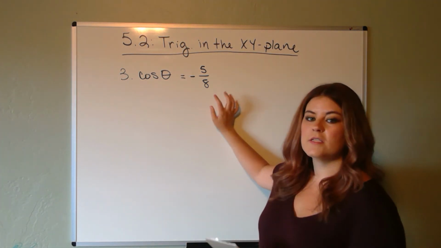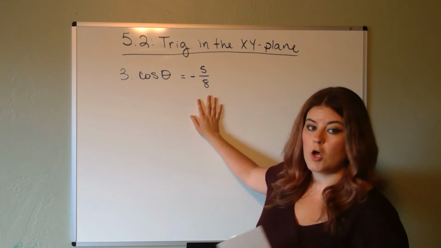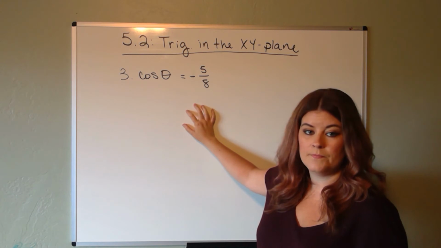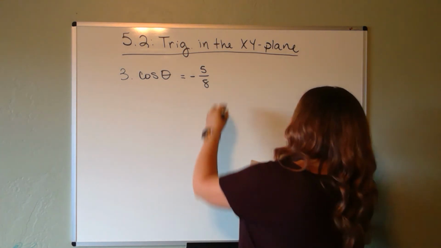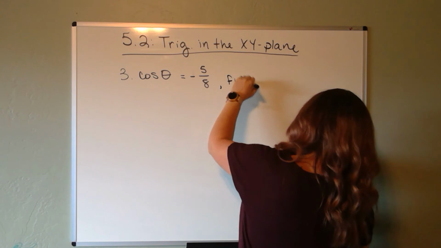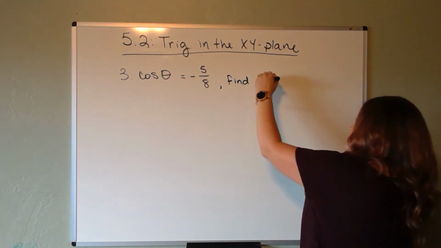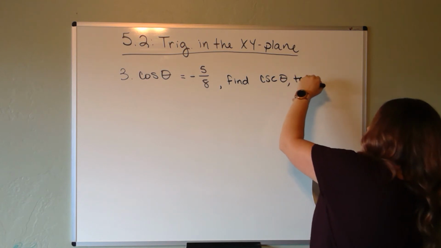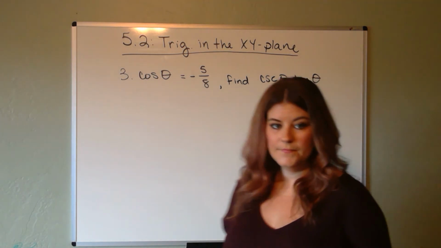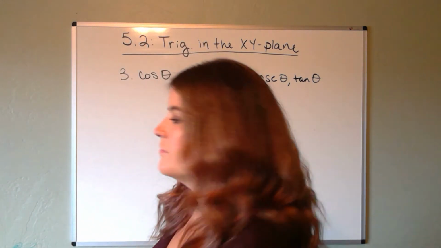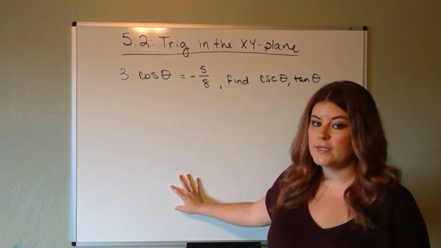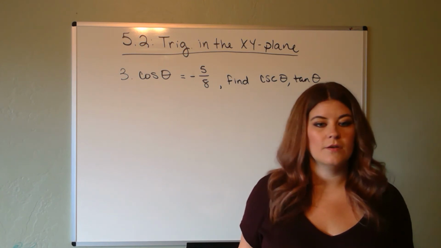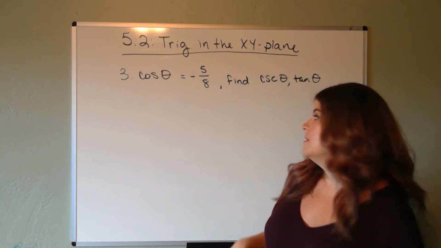Okay, this is the information about theta it gives us on this problem. All it says is that the cosine of theta is negative 5/8. What it wants us to find is cosecant of theta and also the tangent of theta. All right, remember, to find any trig ratio, no matter which one it is, x, y, and r. That's all we have to know, and we can find any of them.